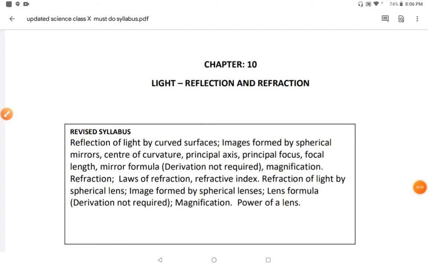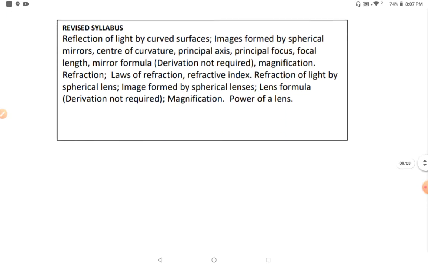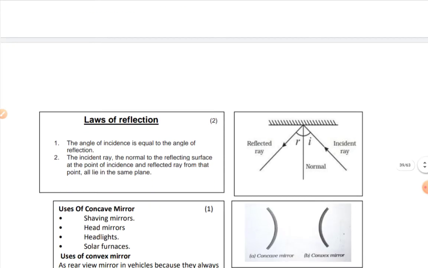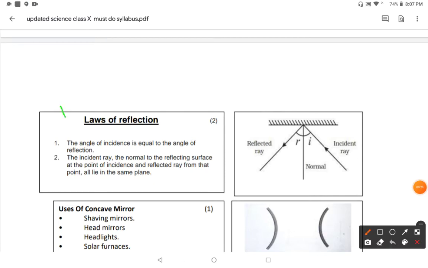Let's do a quick revision of chapter 10 of class 10th, and the name of the chapter is Light, Reflection and Refraction. Now we will discuss a few important topics of this chapter. First of all, we will study the phenomenon of reflection of light, and before this, what are the laws of reflection? There are two laws of reflection.